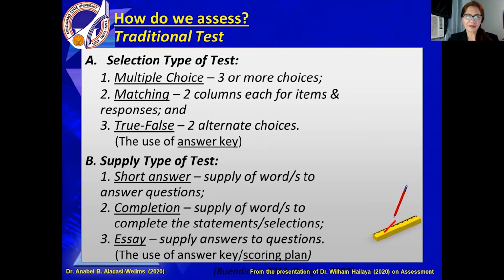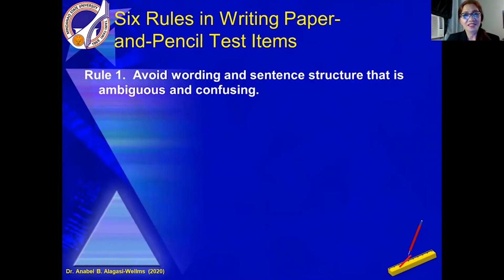And then the supply type of test, a short answer. You supply the words to answer questions. Or the completion type, you supply words to complete the statements or the selection. And then the essay, you supply answers to questions, and when you score it, you use rubrics or a scoring plan, which will be discussed later on. Let's now proceed to the 6 rules in writing paper and pencil test items.